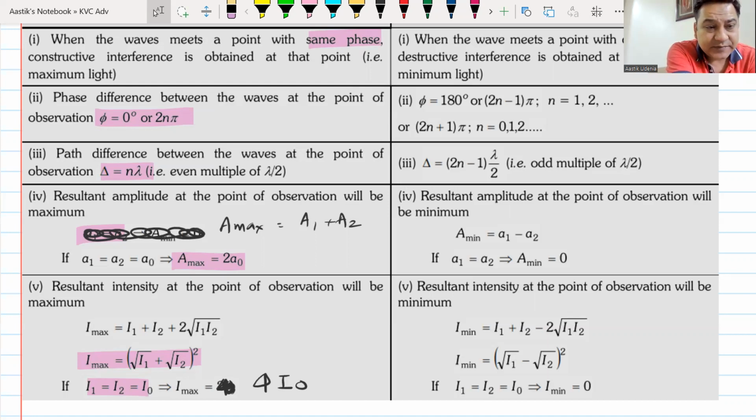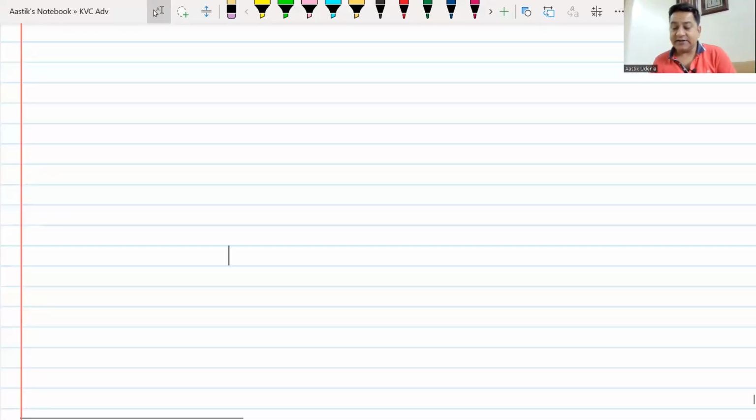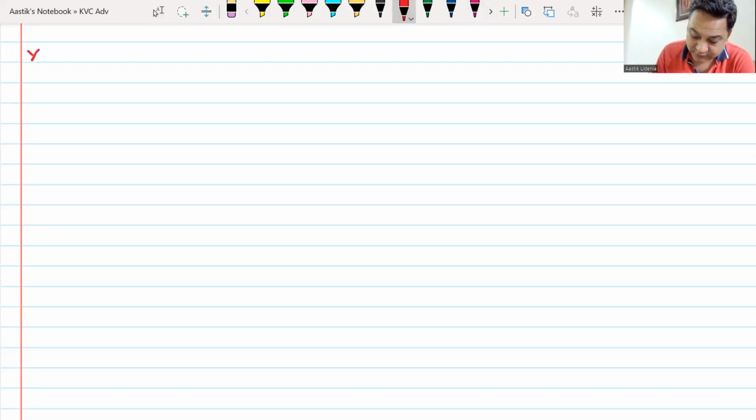And the main heading of this chapter is YDSE. What is YDSE? Young's double slit experiment. So let us move on to the Young's double slit experiment, or YDSE. Have you seen the arrangement? Let me show you the arrangement of the Young's double slit experiment.